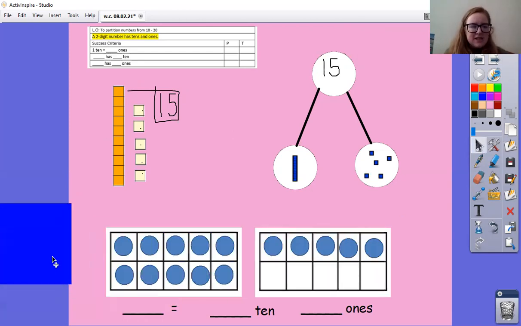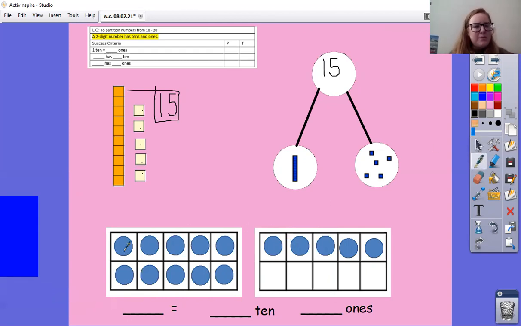Now I want to look at representing it in a tens frame. Did I say part-whole model? I meant a tens frame. So how many spaces are there in a tens frame? My tens frame fits how many counters? 10. Let's double check that. 1, 2, 3, 4, 5, 6, 7, 8, 9, 10. Fantastic. 10 counters fit in my tens frame. There's 5 across the top and 5 across the bottom.